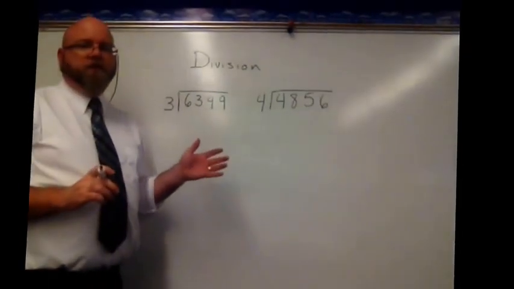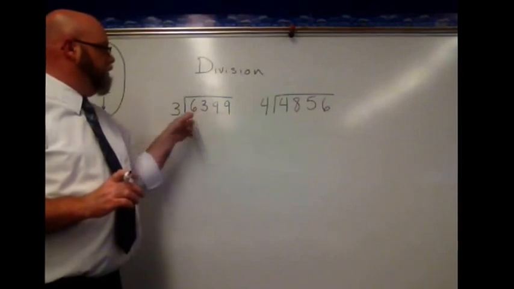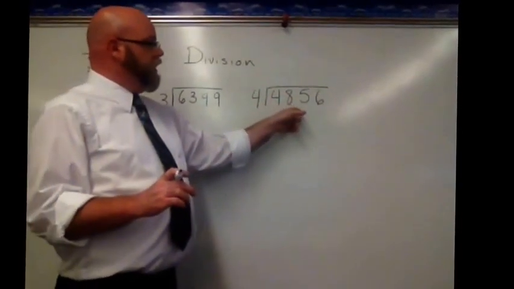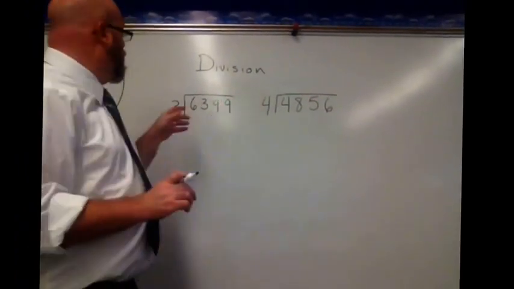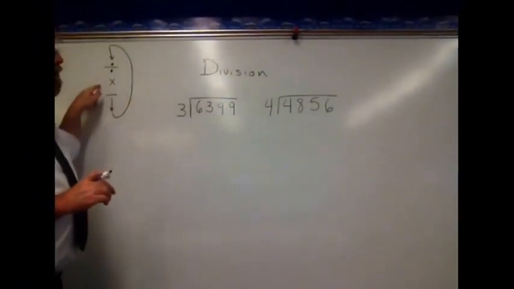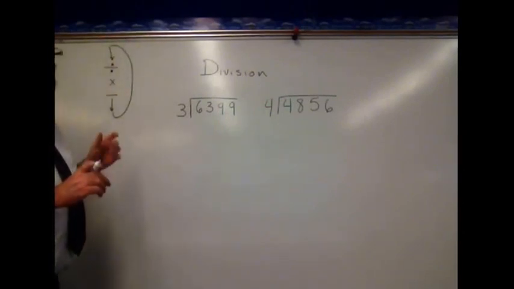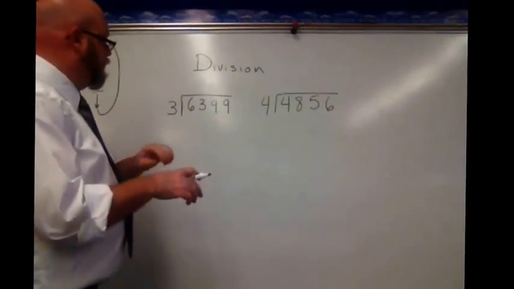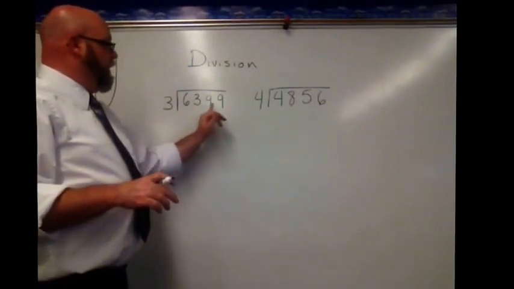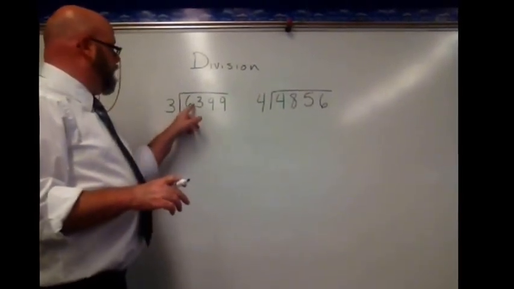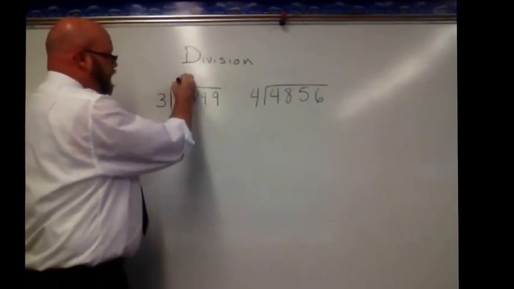Let's take a look at actually solving a couple of division problems. We have 6,399 divided by 3 and 4,856 divided by 4. The steps I'm going to take while I'm doing this division are divide, multiply, subtract, bring down, and then I'm going to repeat and continue to repeat until the problem's completely solved. So let's start here. 6,399 divided by 3. I think about 6 divided by 3, well, I know that that will go 2 times.